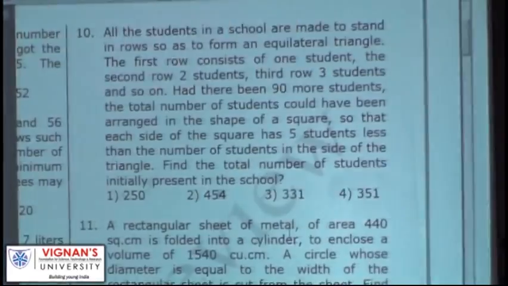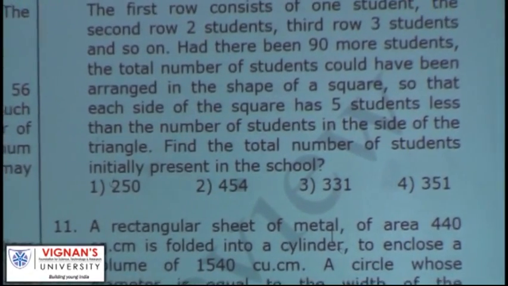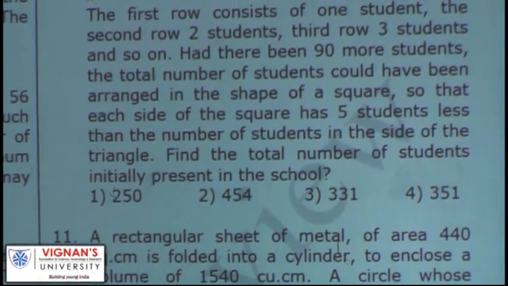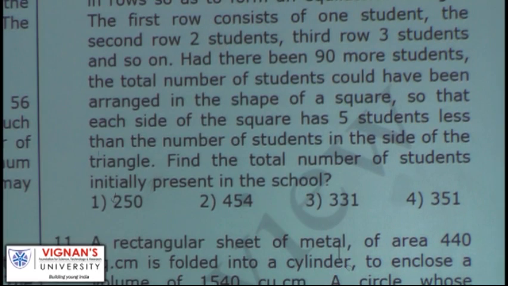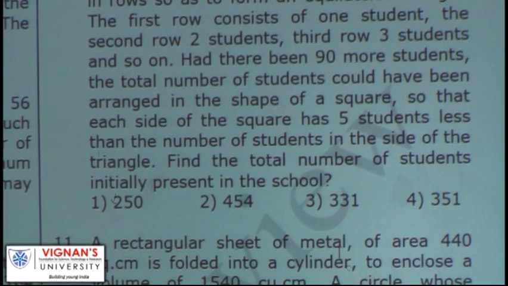Next one, 454 plus 90, 544. Is 544 a perfect square? No. 576 is a perfect square. Now 331 plus 90 is 421. 421 is not a perfect square. Now 351 plus 90 is 441. Yes, 441 is a perfect square, 21 square. So what is your answer?